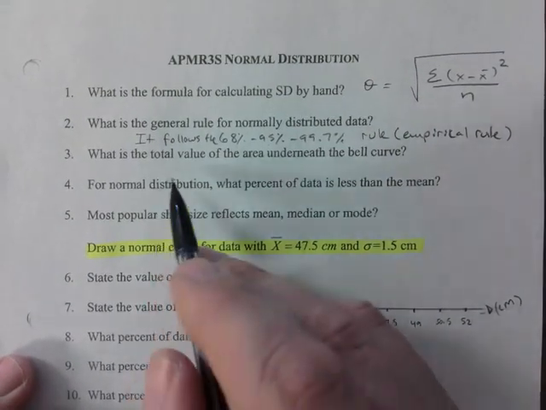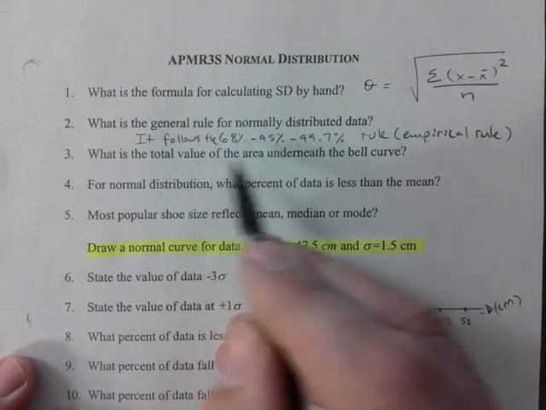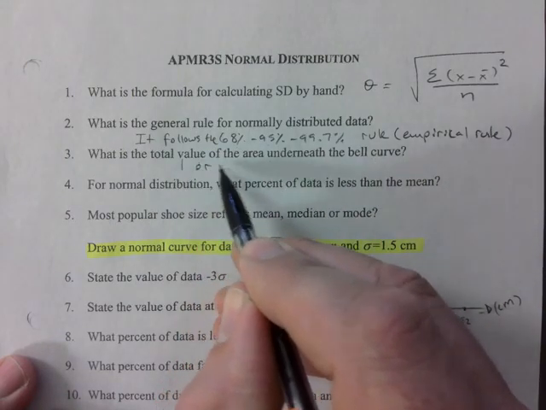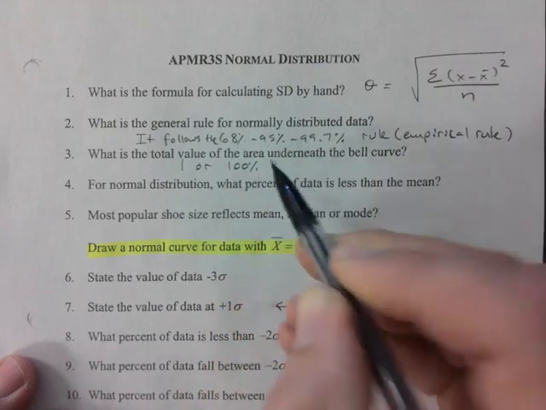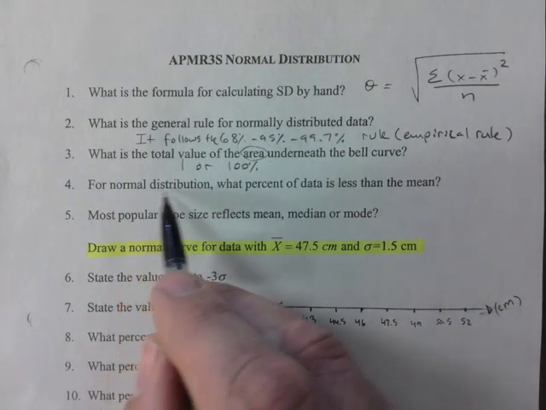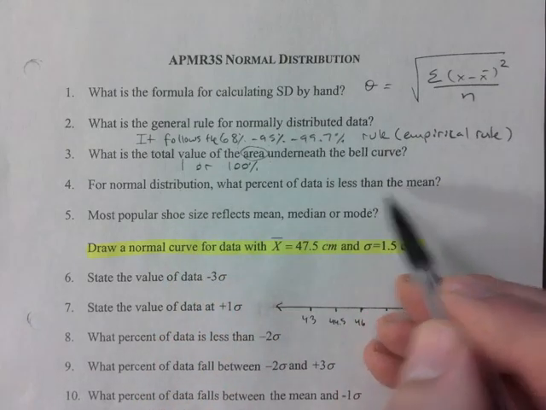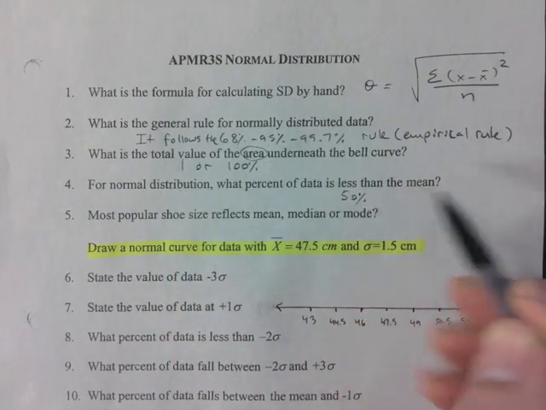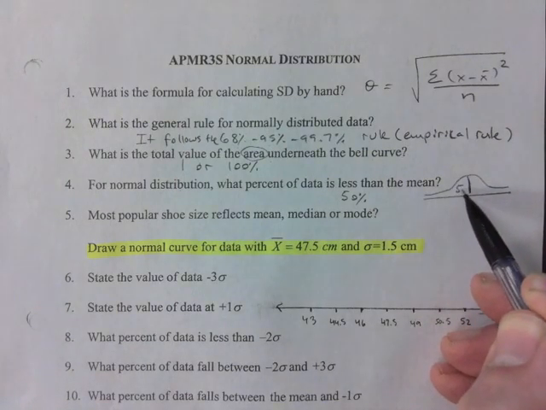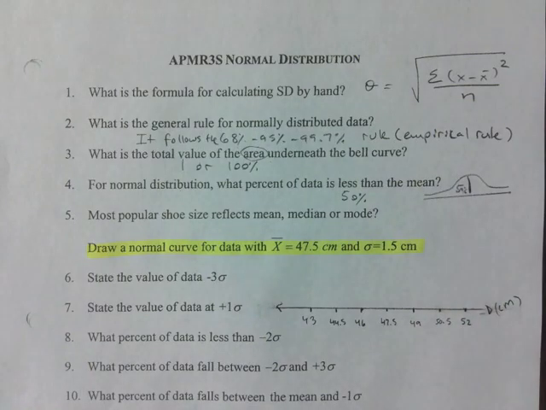What's the total value or area underneath the bell curve? You can say 1 or 100%. And the word area may have thrown you off, but area is also a way to talk about the percentages under the curve. Okay? For a normal distribution, what percent of data is less than the mean? That would be 50%, right? You think of your bell curve, the mean is in the middle, so 50% is less, 50% is more.